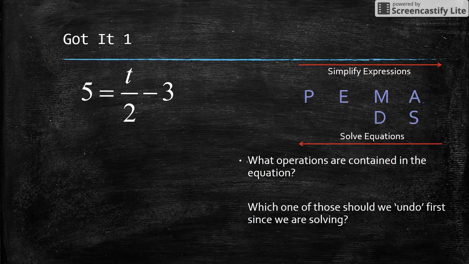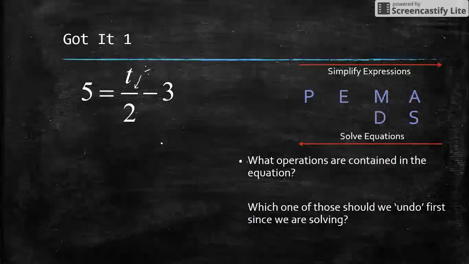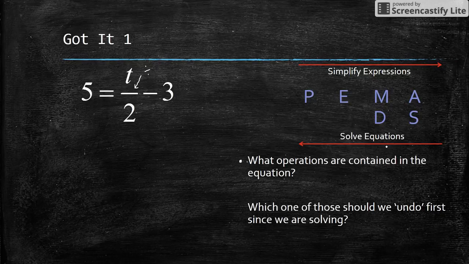If we were to answer these questions, first off, what operations are contained in the equation? Well, t over 2, remember this bar simply means divided by. It means a division sign. And then, of course, my minus 3 is subtraction. So I have division and subtraction.